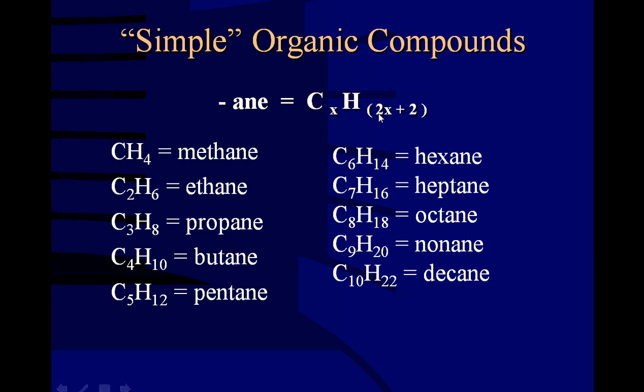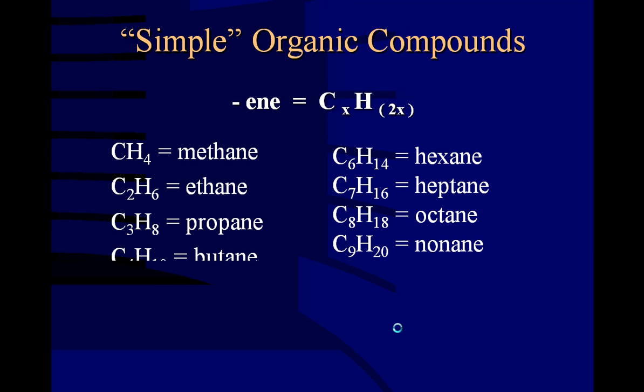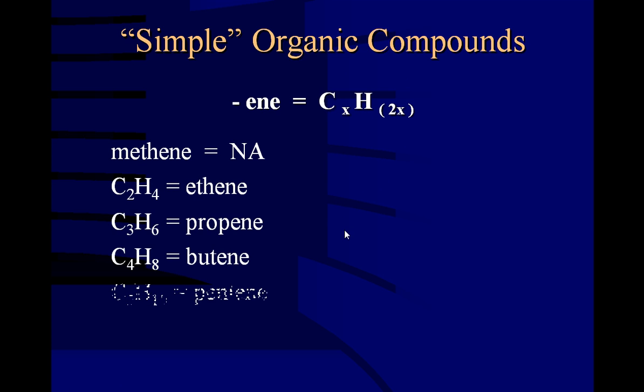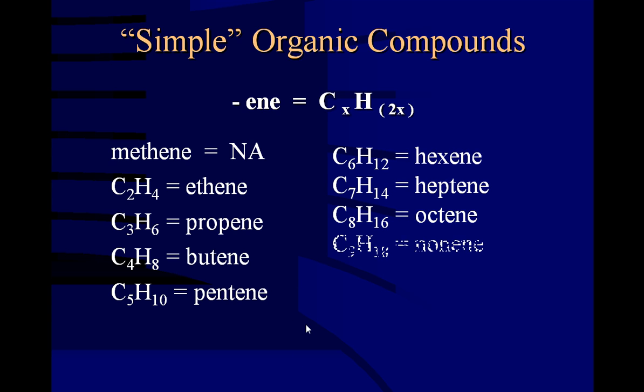A-N-E means that we have 2 times the number of carbons plus 2. Okay? If it ends in ene, E-N-E, and again, you'll get this in regular or in organic, then however many carbons we have, twice as many hydrogen. So it looks very similar to the ones that we just talked about with the A-N-E ending.